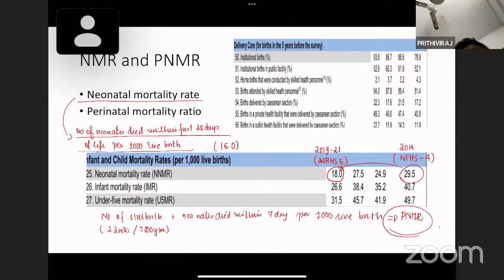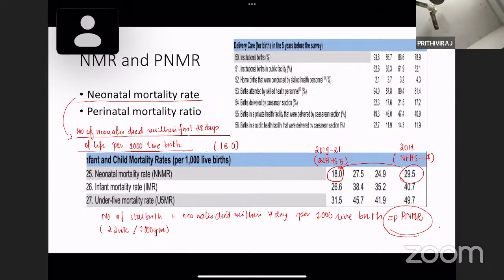So the neonatal mortality rate is the number of neonates died within the first 28 days of life per 1,000 live births, whereas the perinatal mortality ratio is the number of stillbirths plus neonates died within the first 7 days per 1,000 live births. So these are the two terminologies, another important terminology that could be asked as a standalone 1-mark or 2-mark question as well as in your viva. Okay.